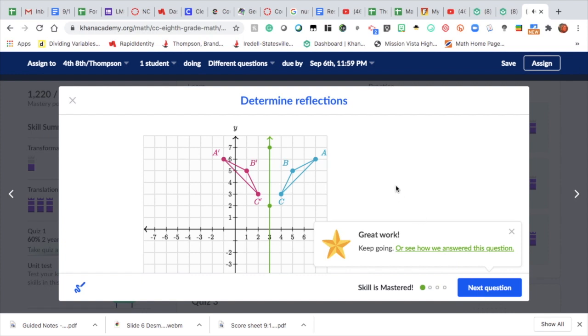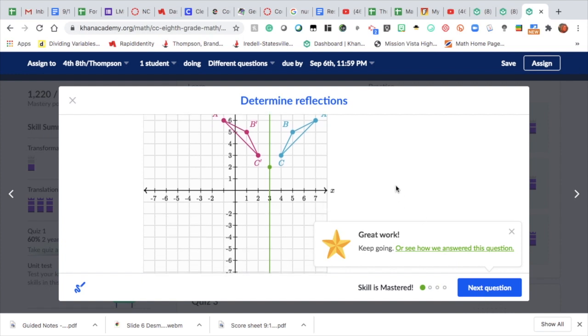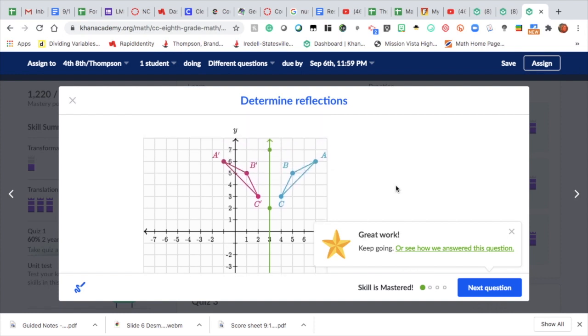So you'll practice with some of these. Remember to be very cautious on moving your little tools, and you'll do a great job.